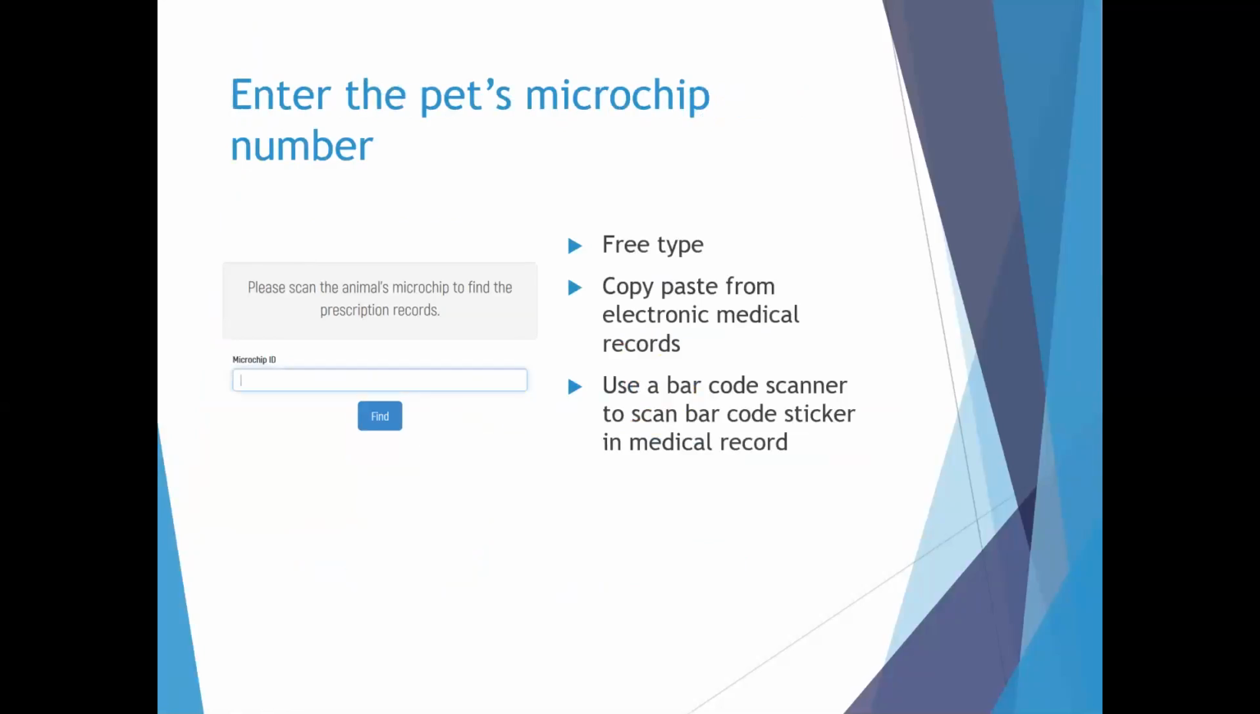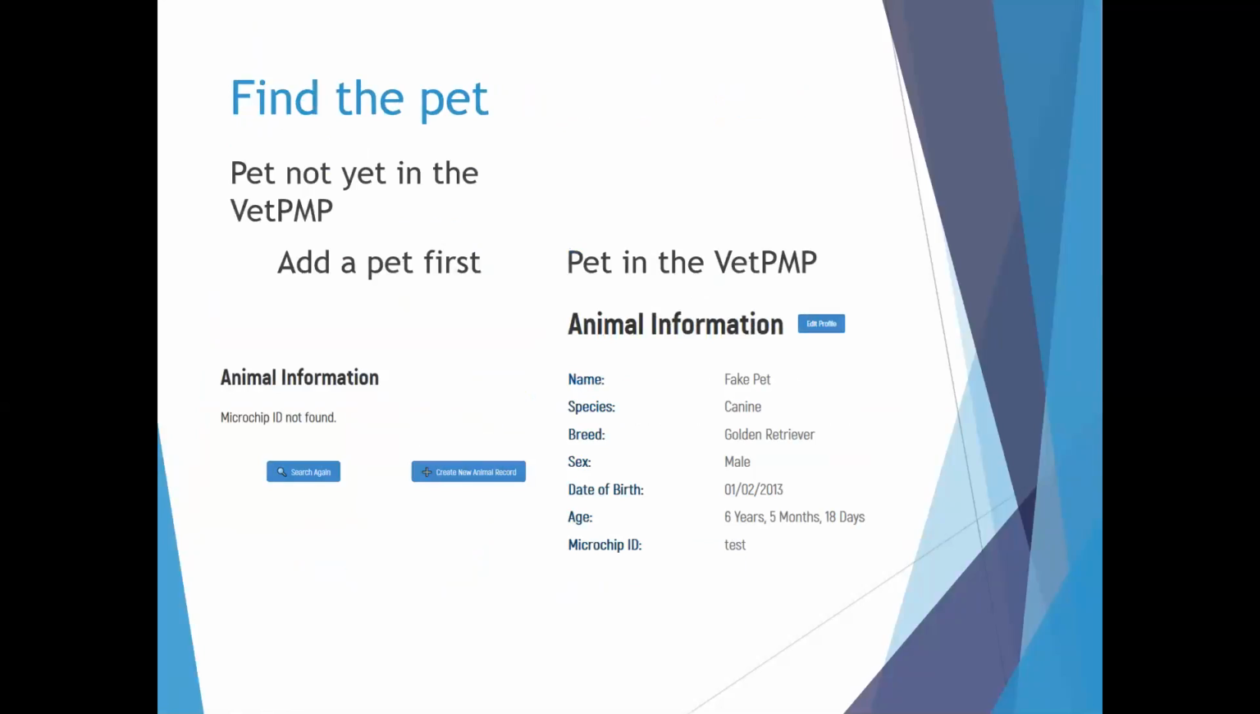Again, there's three ways we can do this. We can free type, we can copy paste from an electronic medical record, or if you have a barcode scanner attached to your computer, we can scan the barcode that comes with most microchips. At this point, the system will look for the pet, and it will either give you the message here on the left that no ID was found, in which case we'd need to set up the pet in the system, or it will show that it found your pet.